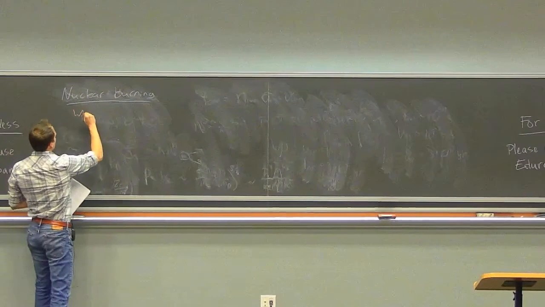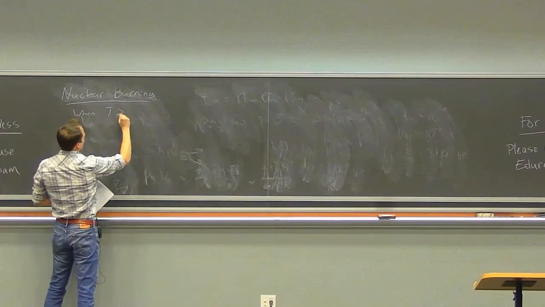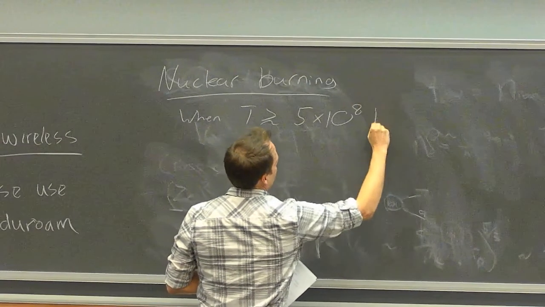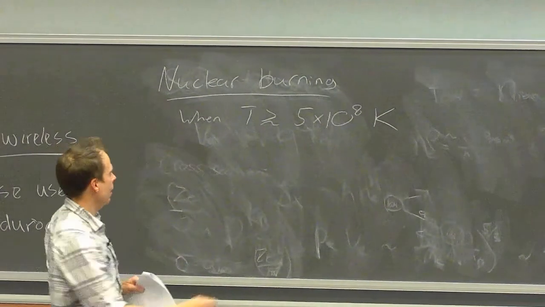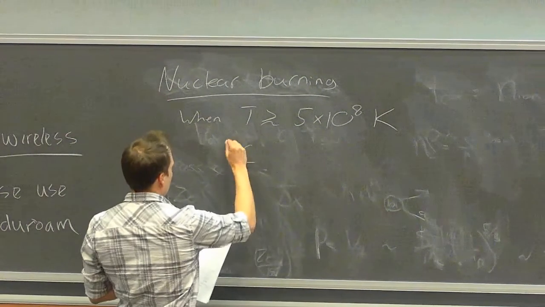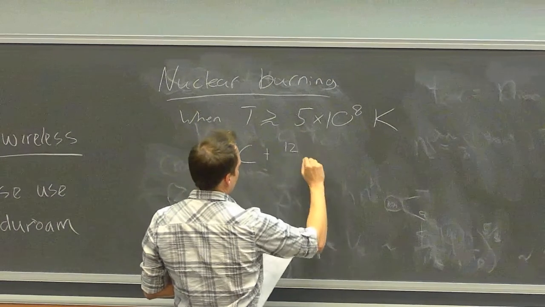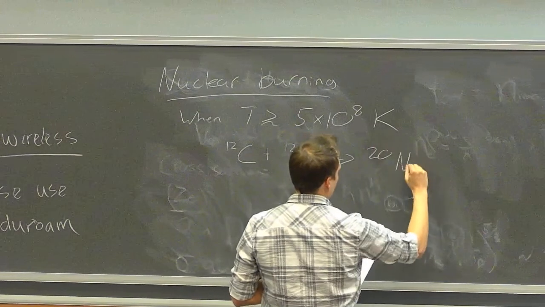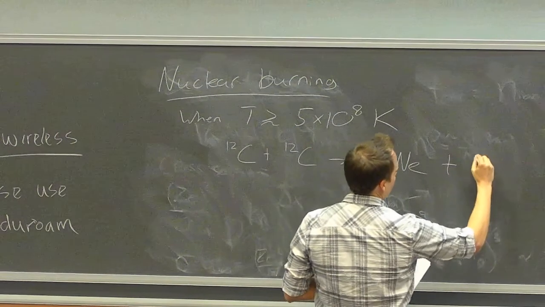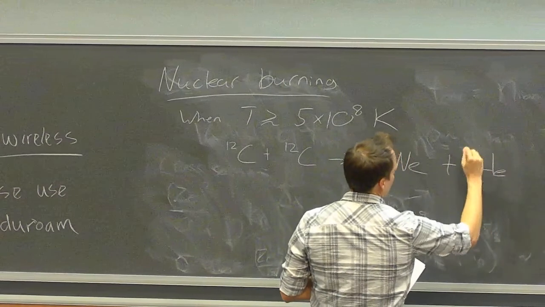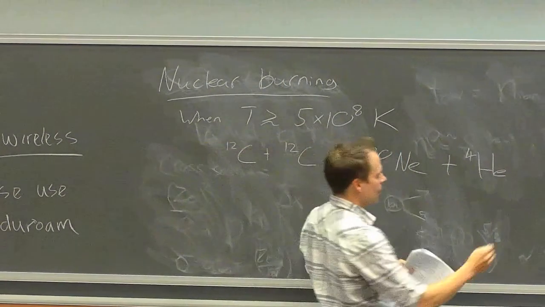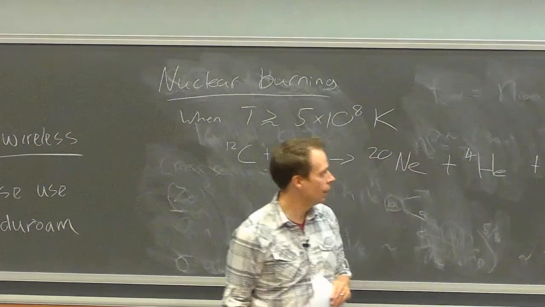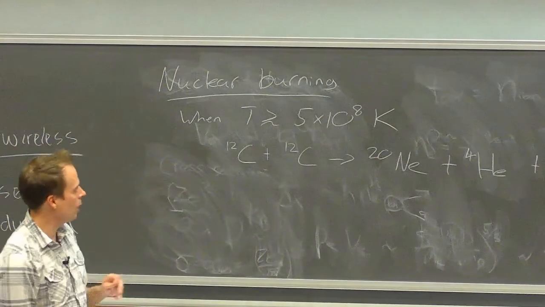So it turns out that once the temperature inside of a white dwarf gets bigger than about 500 million Kelvin, then you get hot enough for carbon burning. And I think the first reaction, or one of the most important reactions that starts happening, is you fuse two carbon into a neon and a helium. And this spits out about 5 mega electron volts of energy. Okay, so that happens if the white dwarf heats up enough.